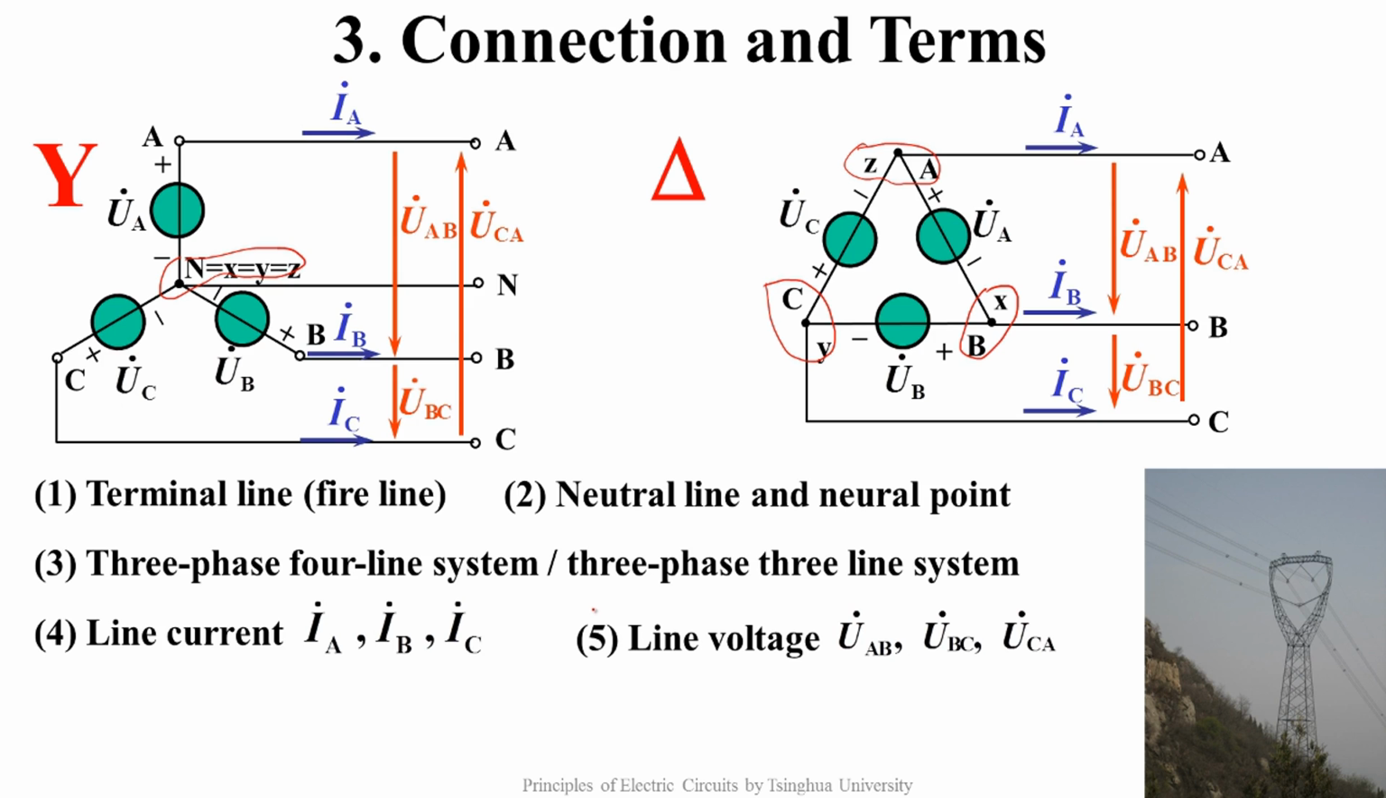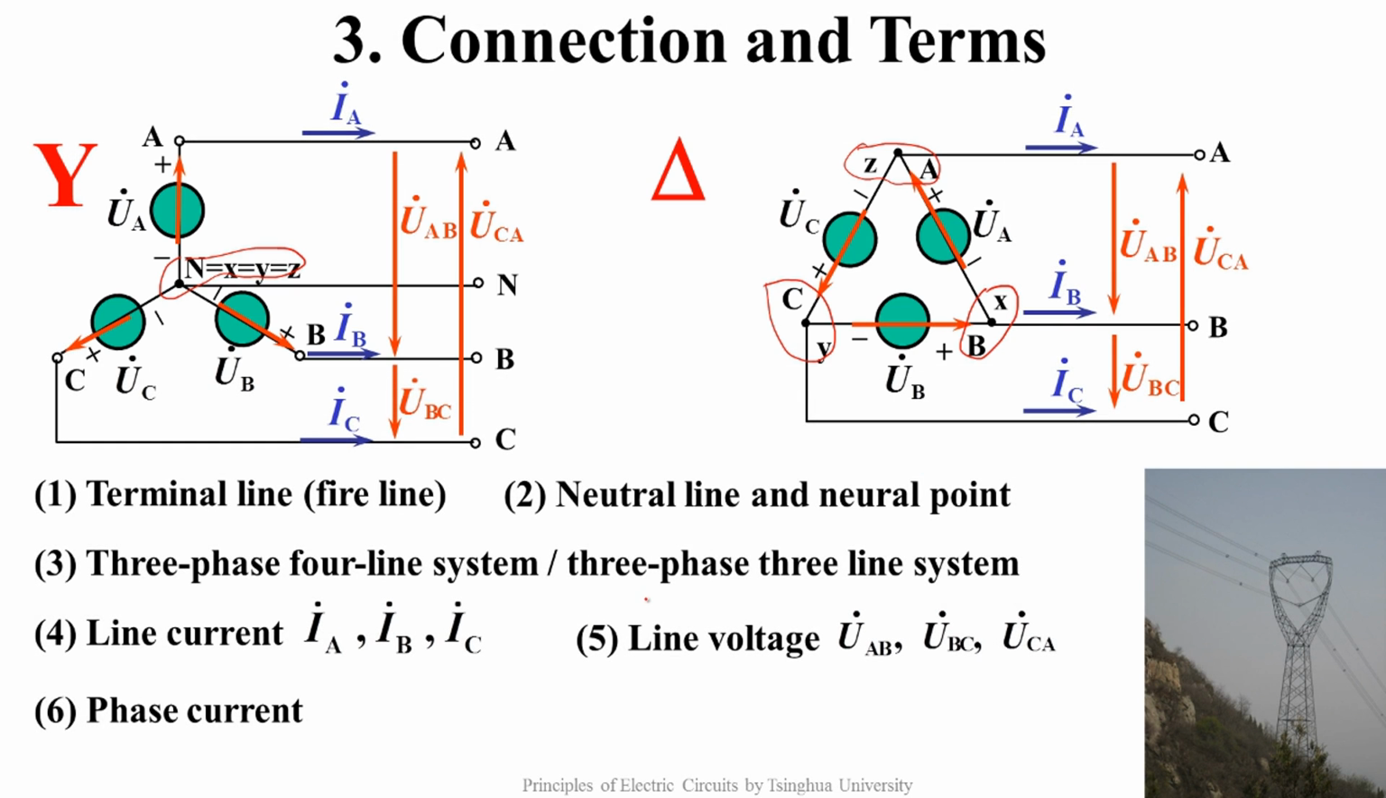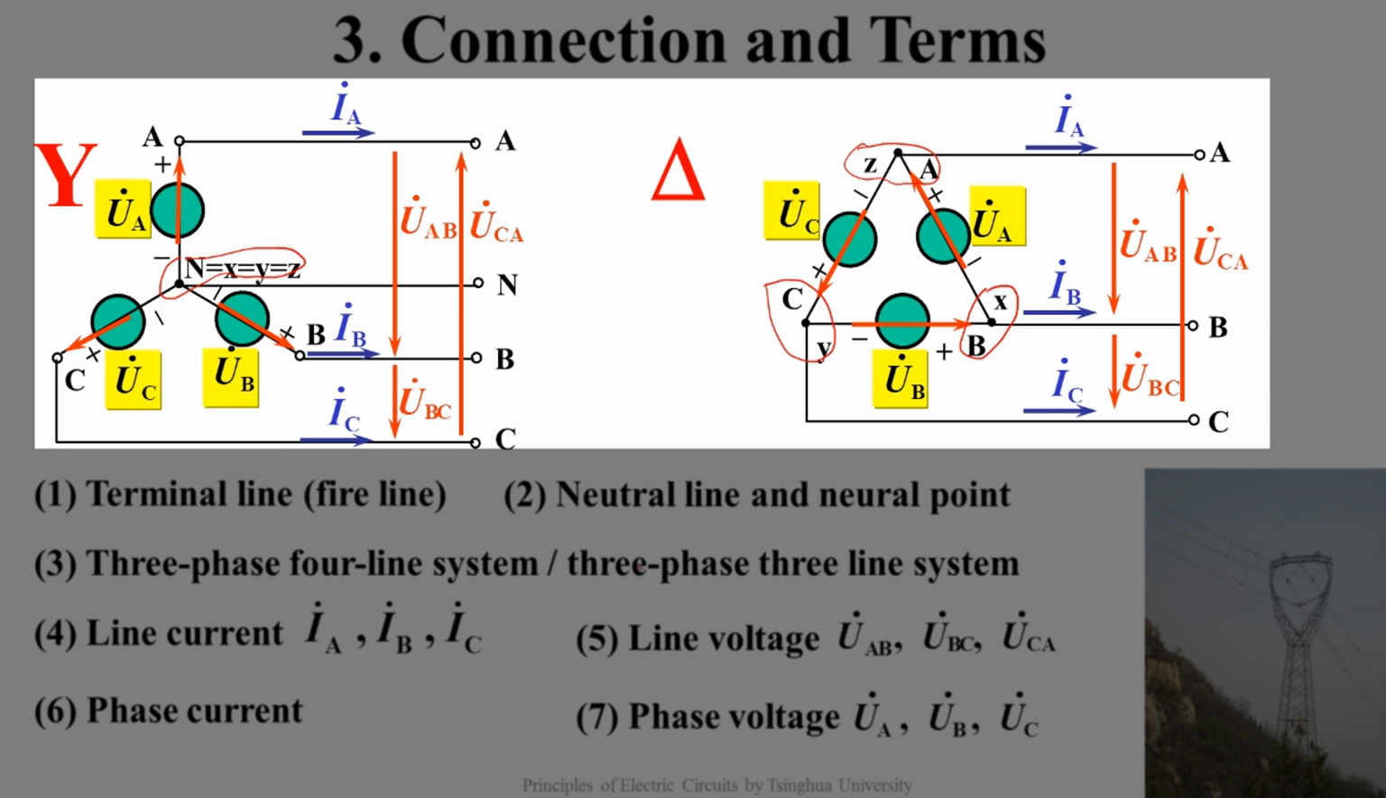Besides the voltage and current relationship between the terminal lines, we are also interested in the voltage and current of every phase in the source and the load. So the phase current is the current that flows through every source. Similarly, every phase has its phase current. Do you find the voltage and the current of every phase are in common a non-associated reference direction, whether it's star connection or delta connection?